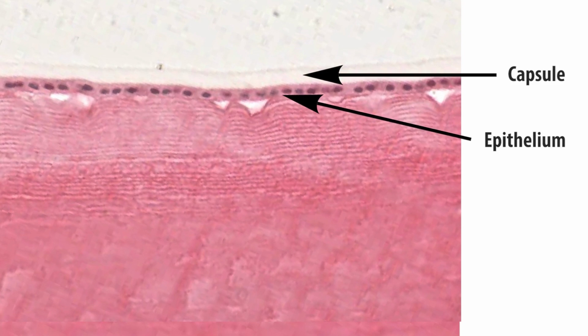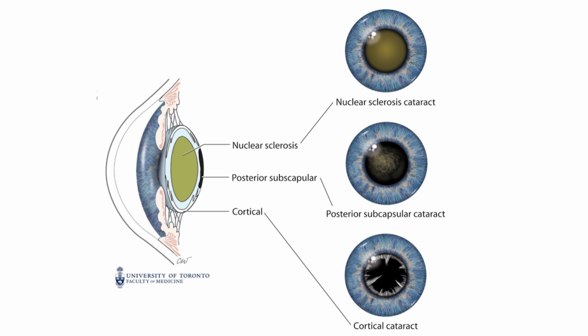The lens consists of the lens capsule, the lens epithelium, and the lens fibers. The lens epithelium lines the front of the lens under the capsule and divides over time into lens fibers. A cataract is an opacity in the lens and is very common in people over the age of 40.